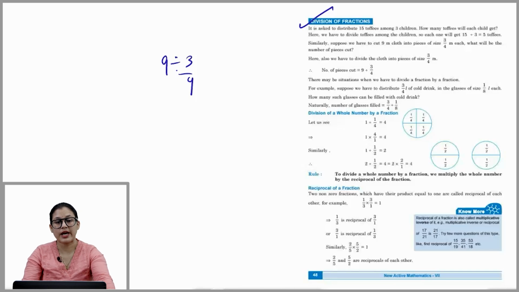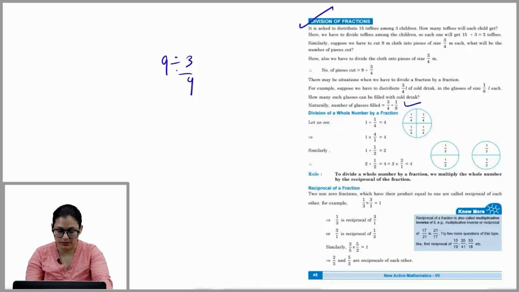For example, suppose we have to distribute 3 by 4 liter of cold drink in glasses of size 1 by 8 liter each. How many such glasses can be filled with cold drink? Naturally, the number of glasses filled is 3 by 4 divided by 1 by 8. So now let's check out what the rule says.